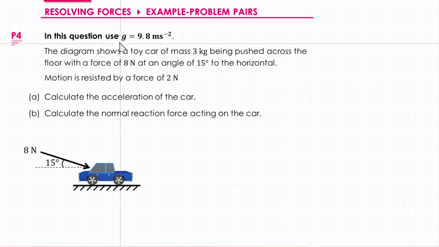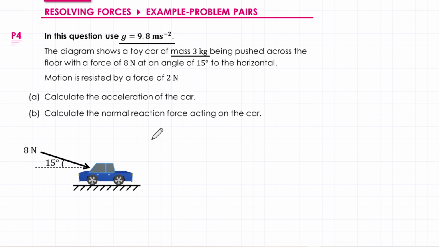So first of all, we're told to use g as 9.8 meters per second squared. That tells us as well to round our final answers to two significant figures. In the diagram, we've got a car of mass 3 kilograms being pushed with a force of 8 newtons at an angle of 15 degrees. The force is already on the diagram, but the mass of 3 kilograms isn't yet. We're also told motion is resisted by a force of 2 newtons. That's not on the diagram either.